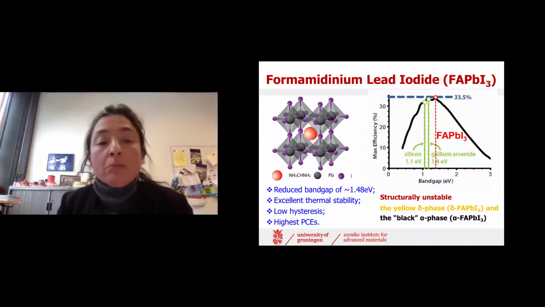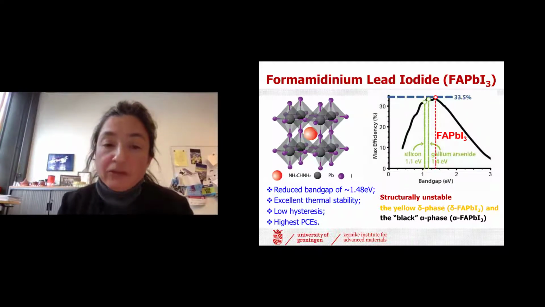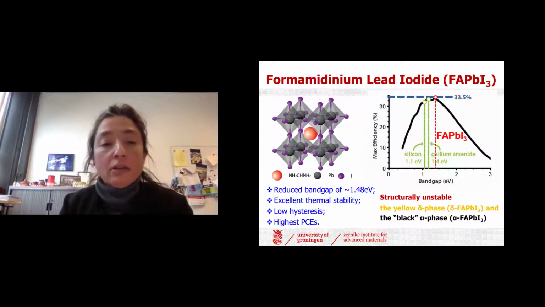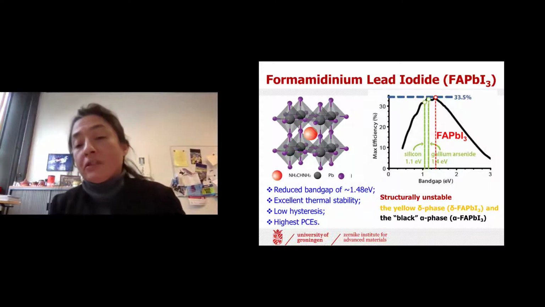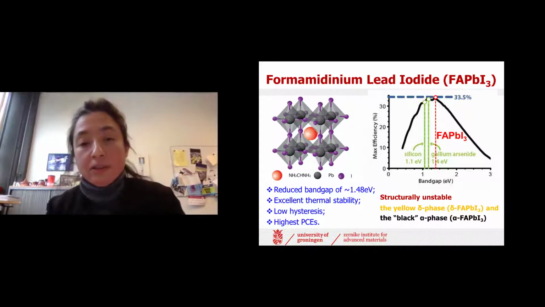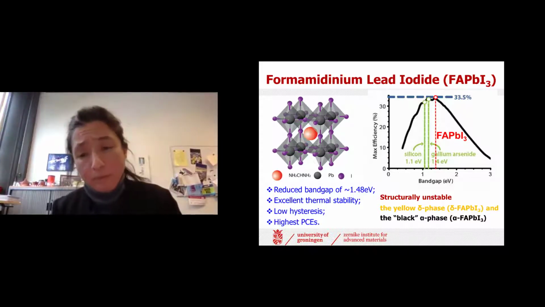Just to give a number, the record efficiency is obtained with this specific material, and is nowadays 25.5% in a single junction device. Just to give you an indication, we are only 0.6% below the single crystalline silicon record. So in 10 years, actually, we did with this class of material what people did in 40 years with silicon.